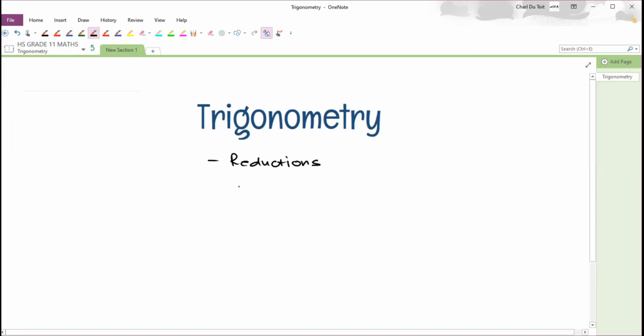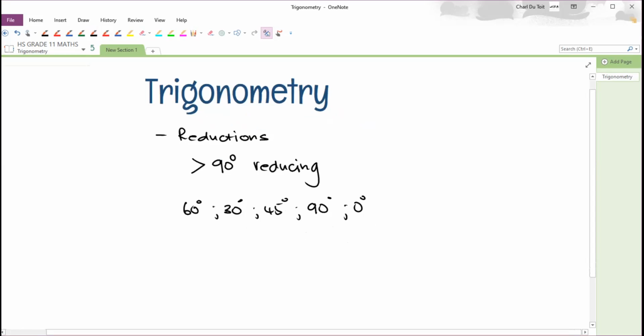Basically, it boils down to the following. You're taking an angle that is larger than 90 degrees and you're reducing it to either 60 degrees, 30 degrees, 45 degrees, 90 degrees, or 0 degrees. Why would we want to do that? Anyone? Because it's an acute angle. Yes, but those are specific acute angles that you have triangles for. Yes, sir.